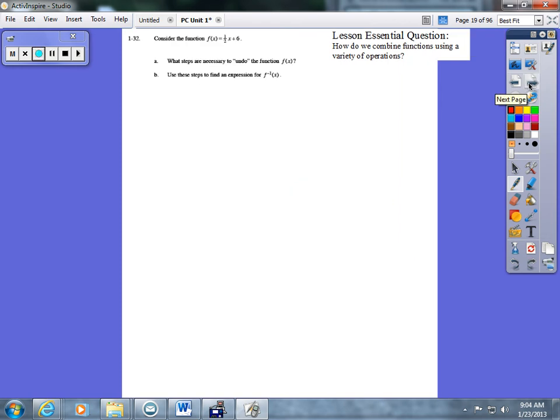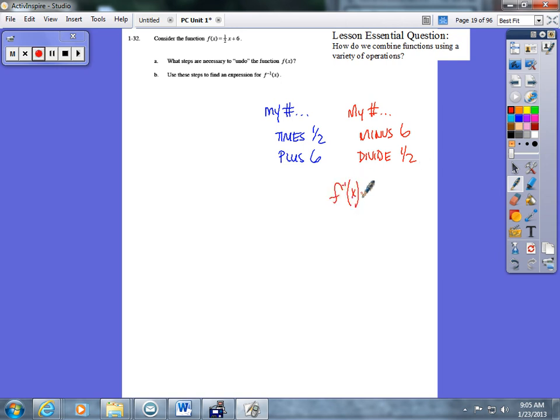Consider the function f of x equals 1/2 x plus 6. What steps are necessary to undo this function? Well, write down the steps of the original function first. So I have my number times 1/2 plus 6. So I flip the order and I flip the operation. So now it's going to be my number, and I'm going to -6, and then I'm going to divide by 1/2. So if I write the equation of that, I would have f inverse of x equals my number -6.